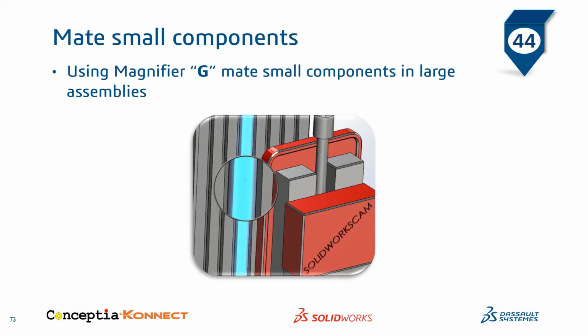Number 44, mate small components. Use a magnifier with the keyboard shortcut of G to mate small components in large assemblies. It is very helpful.